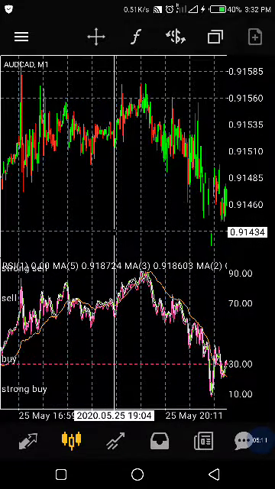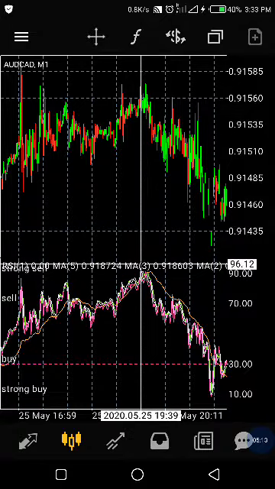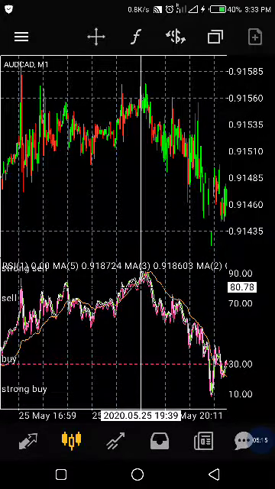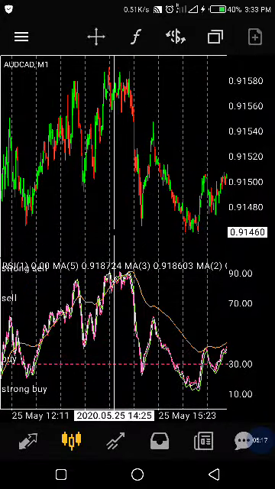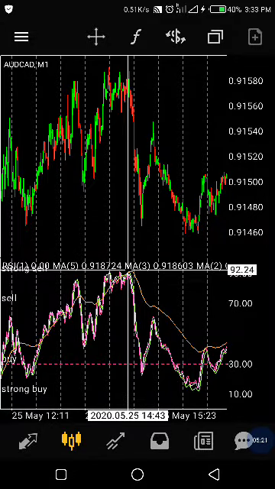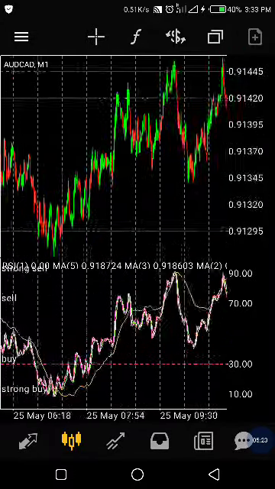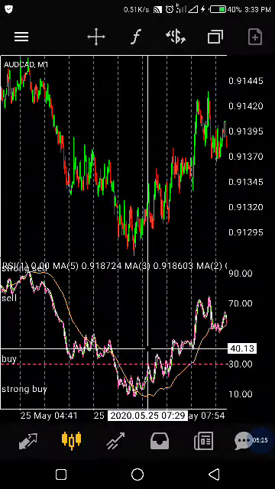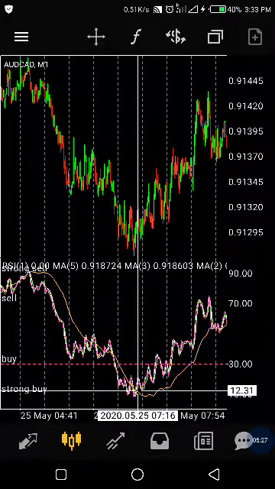Check it. It must get to level 90, and at level 90 you sell. Level 10 you buy. You can use this strategy in any pair, in any commodity, in any future, in any indices, in any stock market. You can use it anywhere.